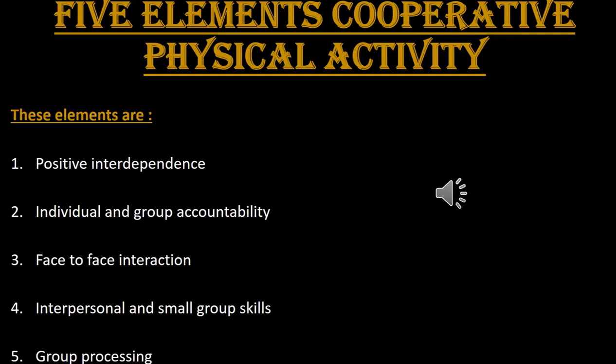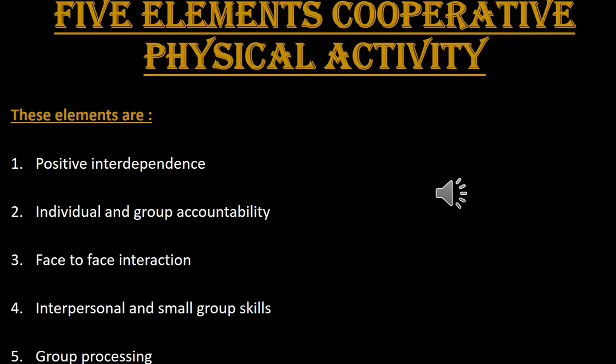If it's a soccer game, you work as a team to achieve your aim of scoring goals. So there should be that kind of interdependence among yourselves. There should not be that kind of selfishness. So this is one element of cooperative physical activity. That is positive interdependence.